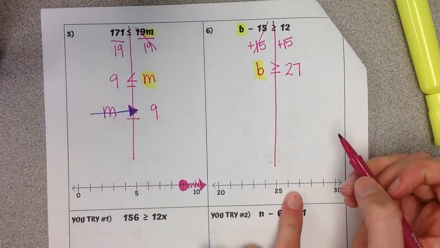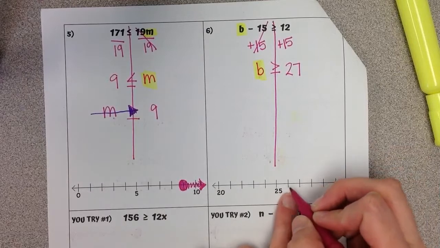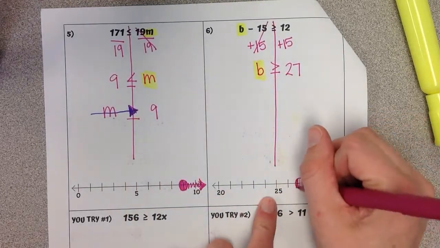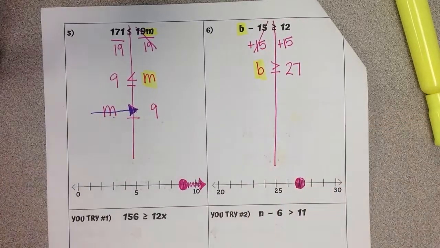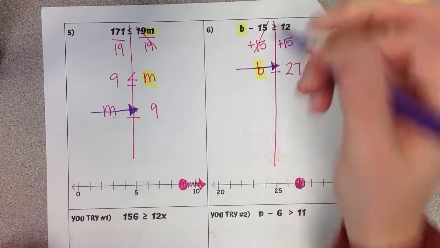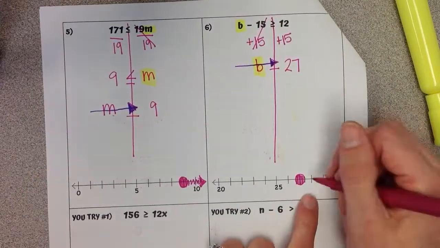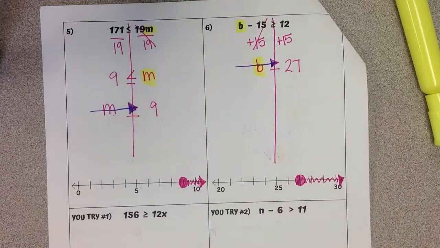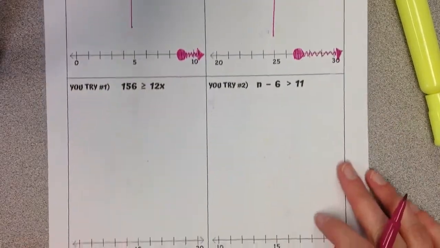So I'm going to start plotting on my graph. 27, well 25, 26, 27. There is an equal to part, so I'm going to shade it in. And then our inequality sign points in the direction we need to shade. So I'm shading to the right because greater than is right. Go ahead and do the U-tries and get them checked.